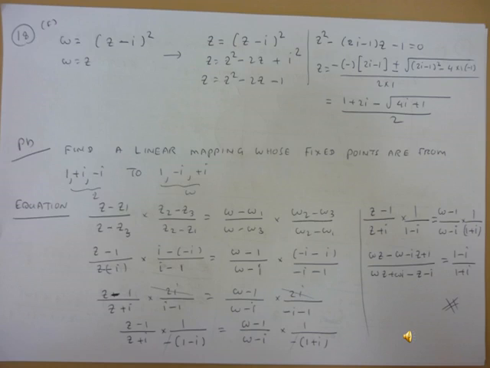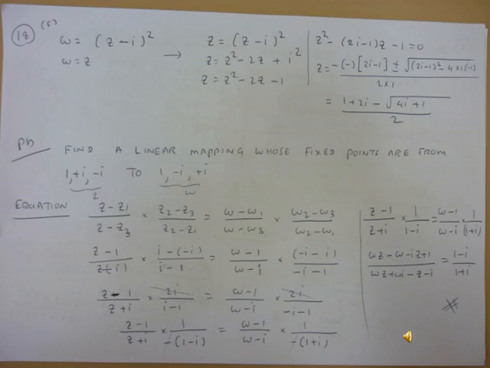(Z minus z1) divided by (z minus z3) multiplied with (z2 minus z3) divided by (z2 minus z1) equals (omega minus omega1) divided by (omega minus omega3) multiplied with (omega2 minus omega3) divided by (omega2 minus omega1). So what we get is (z minus 1) divided by (z plus i) multiplied by (i minus (minus i)) divided by (i minus 1) equals (omega minus 1) divided by (omega minus i) multiplied with (minus i minus i) divided by (minus i minus 1). Then we cancel something, and finally we get (z minus 1) divided by (z plus i) multiplied by 2i divided by (i minus 1) equals (omega minus 1) divided by (omega minus i) multiplied with 2i divided by (minus i minus 1).